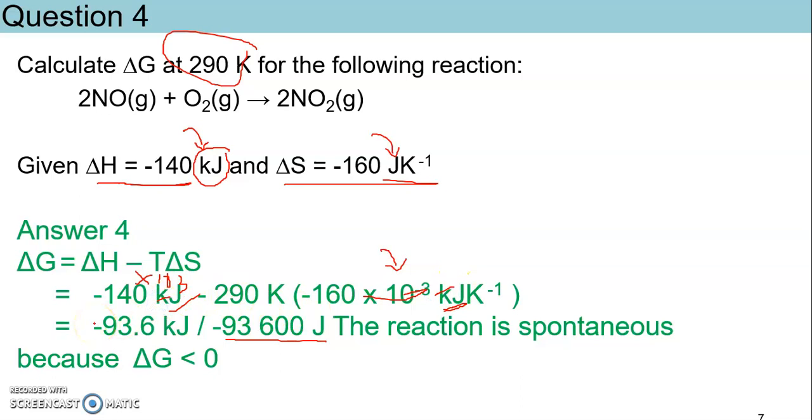So from our answer, we can state that our Gibbs energy will be less than 0 because we have a negative 93,600 joule or 93.6 kilojoule. It is less than 0. So this reaction is spontaneous. We can look at that.